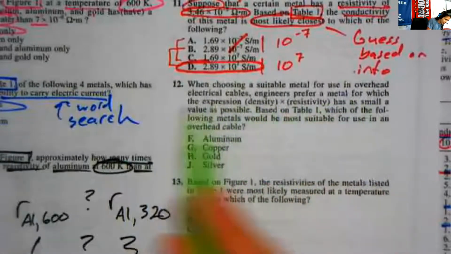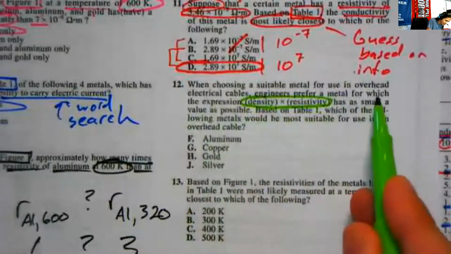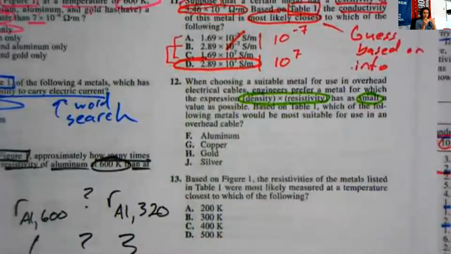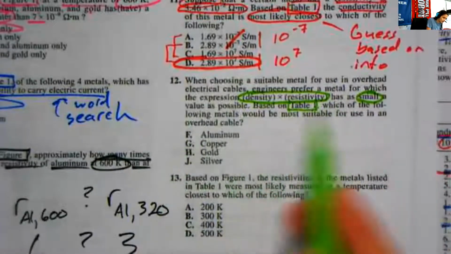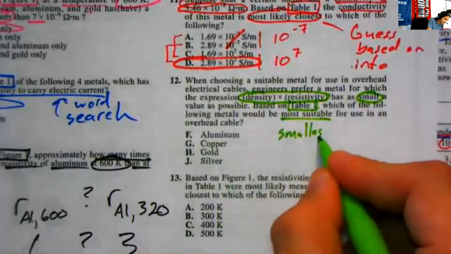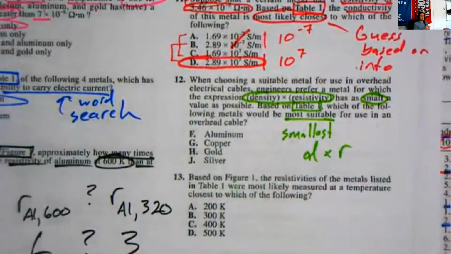Engineers prefer a metal for which the expression density times resistivity has as small a value as possible. So we want to make the product of those two things, product means to multiply, as small as possible. Based on table 1, which would be most suitable? That is, which one has the smallest density times resistivity? We're looking for which one has the smallest. You don't get a calculator.